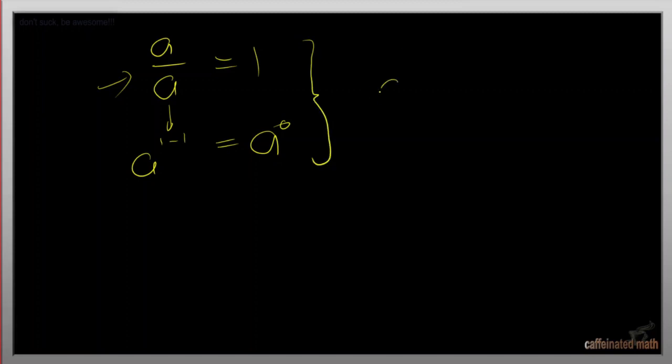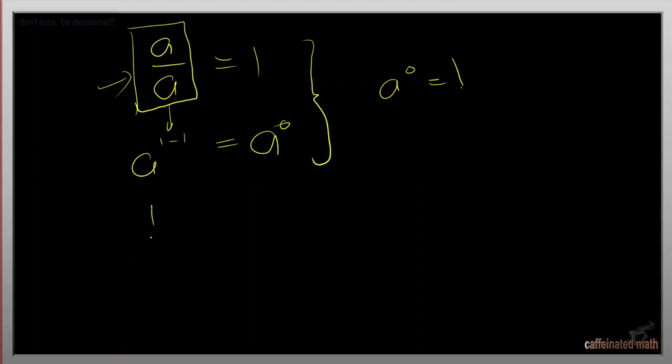And then finally, if we go back to primary school, we were always told that anything divided by itself is equal to 1. Well, let's just investigate this in terms of our exponent law. So this is our quotient of powers where we subtract. So that's just going to be 1 minus 1, which gives us a to the power 0. So if we put this together, we can say anything to the power 0 is equal to 1, which is equivalent to saying anything divided by itself is equal to 1.